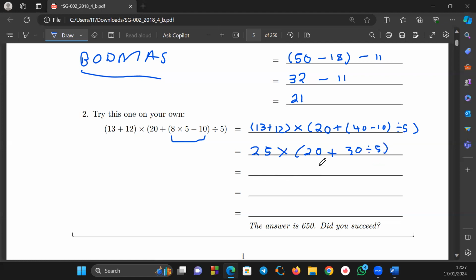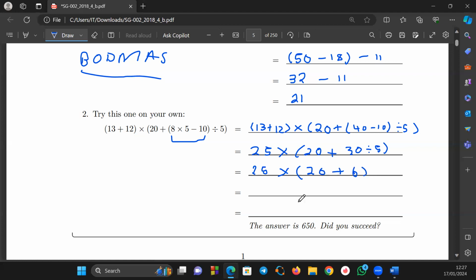Remember, we are still working on the brackets. So you're going to write 25, multiply by, again. In the brackets here, you will have 20 plus 30 divided by 5. We have plus and division. We know that the division is going to come first. So 30 divided by 5, I think, is 6, if I'm not mistaken. 5 plus 5 is 10. Yeah, it's 6. So which means we're going to have 20 plus 6.